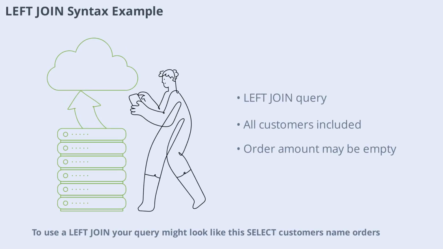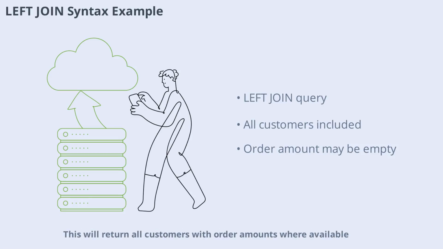For a left join, your query might look like this. SELECT customers.name, orders.amount FROM customers LEFT JOIN orders ON customers.id = orders.customer_id. This will return all customers with order amounts where available. If a customer hasn't placed an order, the amount will be empty. This is useful for comprehensive customer lists.